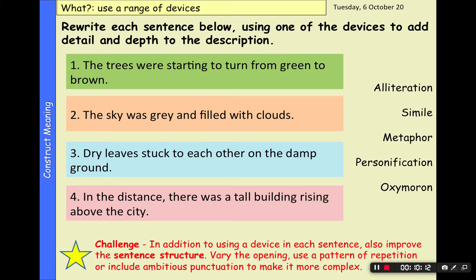And also for the challenge in your sentence, try to make the structure of the sentence more sophisticated. So use some of the techniques you learned last lesson, things like varying the way you begin a sentence, or creating a repetitive structure to make it more complex, or maybe adding in a semicolon or a colon on purpose. Do that. So take some time to rewrite each one, 1, 2, 3, and 4, use a device in each one and make it show the reader about the scene instead of just tell them. So spend a few minutes on that.